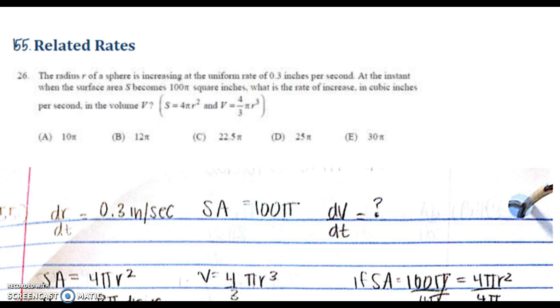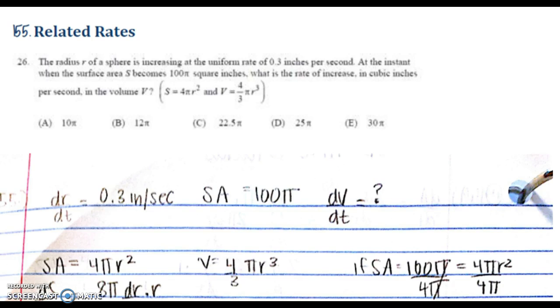Related rates: you have a radius of a sphere that's increasing at a uniform rate of 0.3 inches per second. At the instant when the surface area becomes 100 pi square inches, what is the rate of increase per second of the volume? So I know that the radius has a rate of this. I know the surface area is equal to 100 pi, and I'm trying to find how that is impacting the volume at that moment.